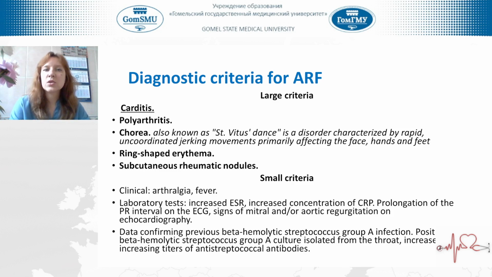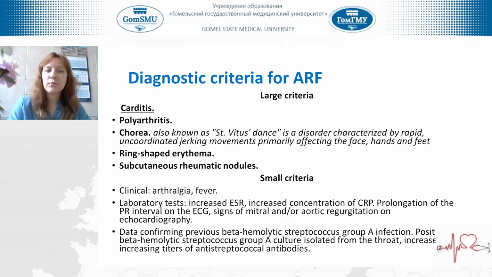So you can see the diagnostic criteria, large and small criteria. The large criteria: first, the main one, is carditis. Then polyarthritis, chorea, also known as Saint Vitus dance, a disorder produced by rapid, uncoordinated jerking movements, primarily affecting the face, hands, and feet. Fourth, ring-shaped erythema and subcutaneous rheumatic nodules. Small criteria, clinical: arthralgia or fever. Laboratory testing: increased ESR, increased C-reactive protein, prolongation of the PQ interval on the ECG, signs of mitral or aortic regurgitation on echocardiography.